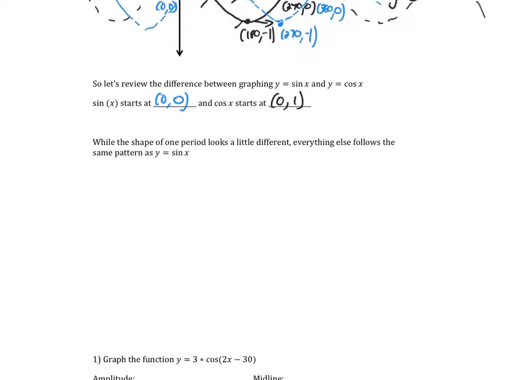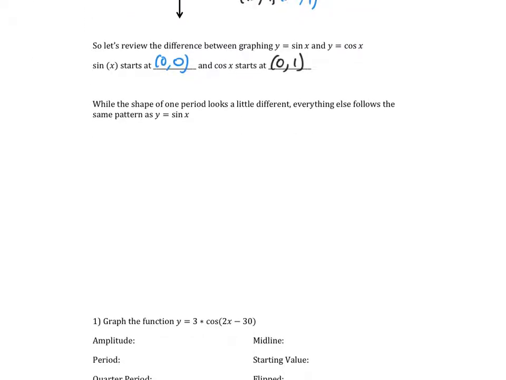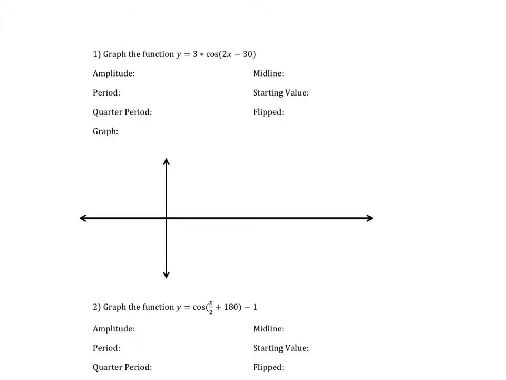We talked about that. All right, so we can jump right into graphing cosine, and we can start doing some complicated ones because you already know how all those things work together. So let's walk through maybe a couple examples. We'll graph the function y equals 3 times cosine of 2x minus 30.